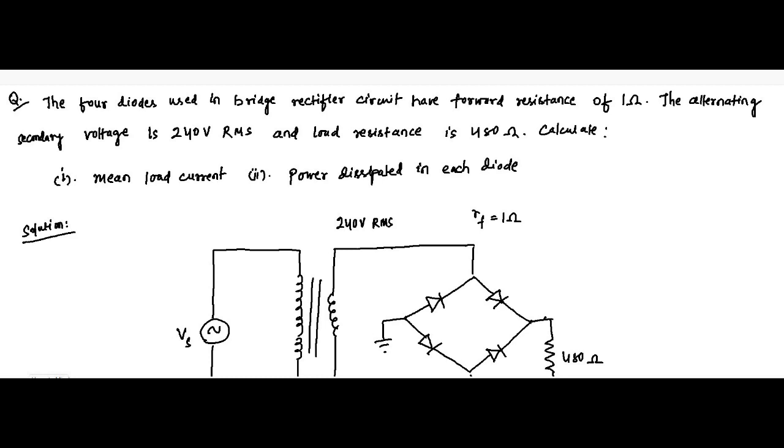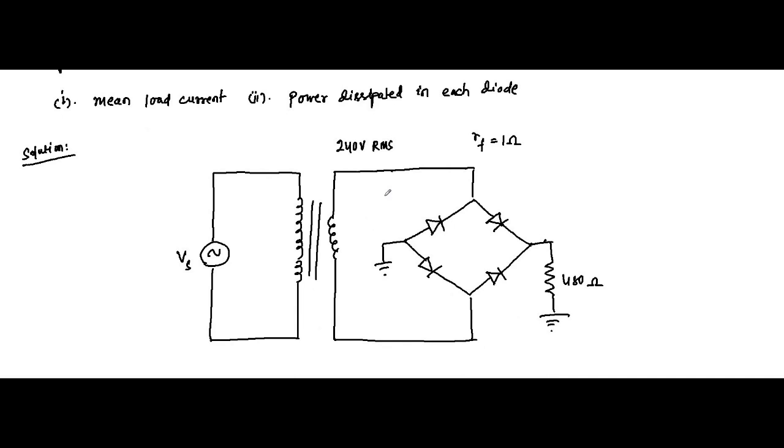Hello friends, so here is another question on full wave rectifier. The question is that the four diodes used in the bridge rectifier circuit here have a forward resistance of 1 ohm, the alternating secondary voltage is 240 volt RMS and the load resistance is 480 ohm. Calculate the mean load current and the power dissipated in each diode.